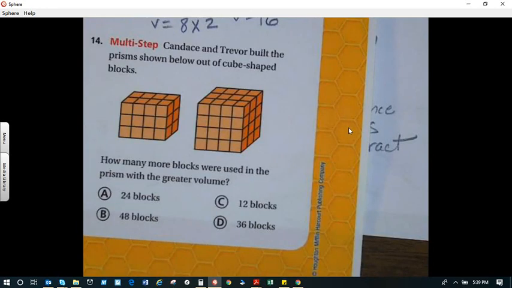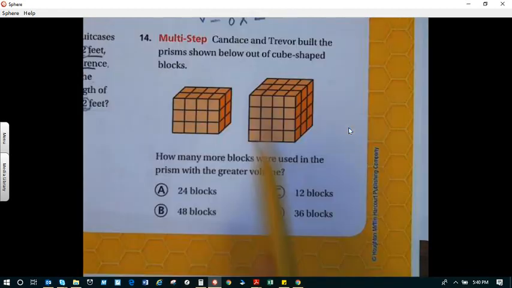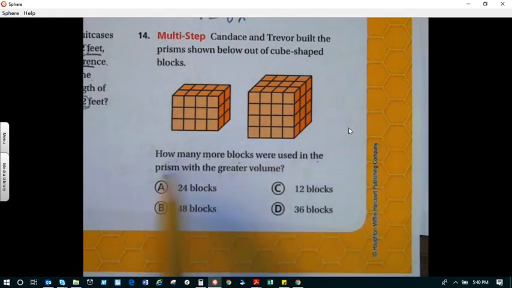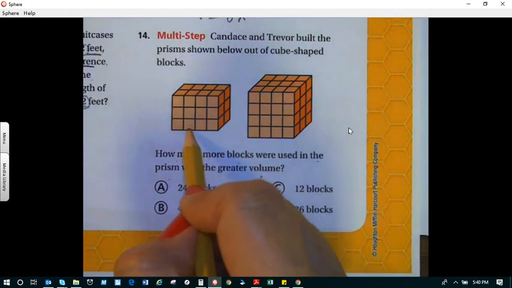Candace and Trevor built prisms shown below out of cube-shaped blocks. And this is what we did on Friday. Okay? Now the question is how many more blocks were used in the prism with a greater volume? So how many more did they use? So what is the volume here?